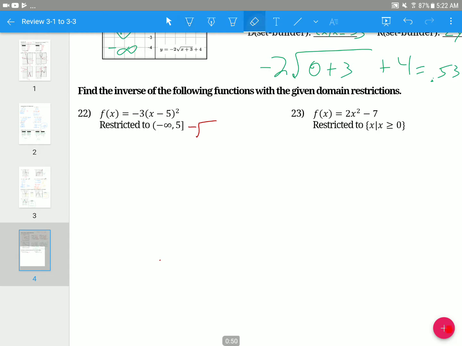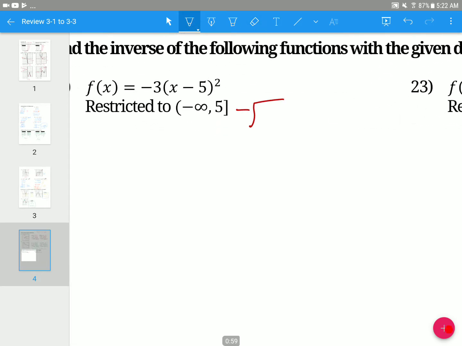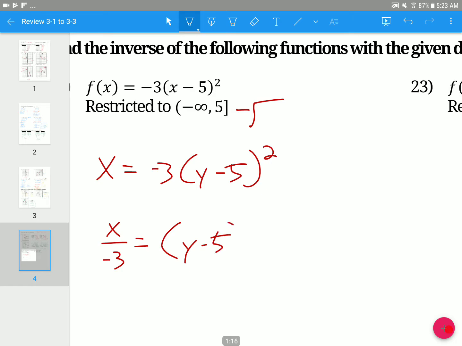Okay, so we'll start off here. Let's switch x and y. So x equals negative 3, y minus 5 squared. So I've got to move the negative 3 over, so divide by negative 3, so it's x over negative 3 equals y minus 5 squared.